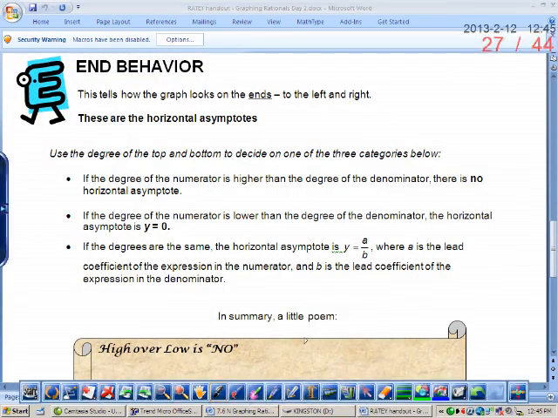Rational graphs also have horizontal asymptotes most of the time. And the E stands for end behavior. And what this means is what is happening on the graph as x gets really, really, really big and as x gets really, really, really small. So as x goes towards positive infinity and towards negative infinity. The horizontal asymptotes guide what happens at the end. They decide what happens towards positive infinity and towards negative infinity.